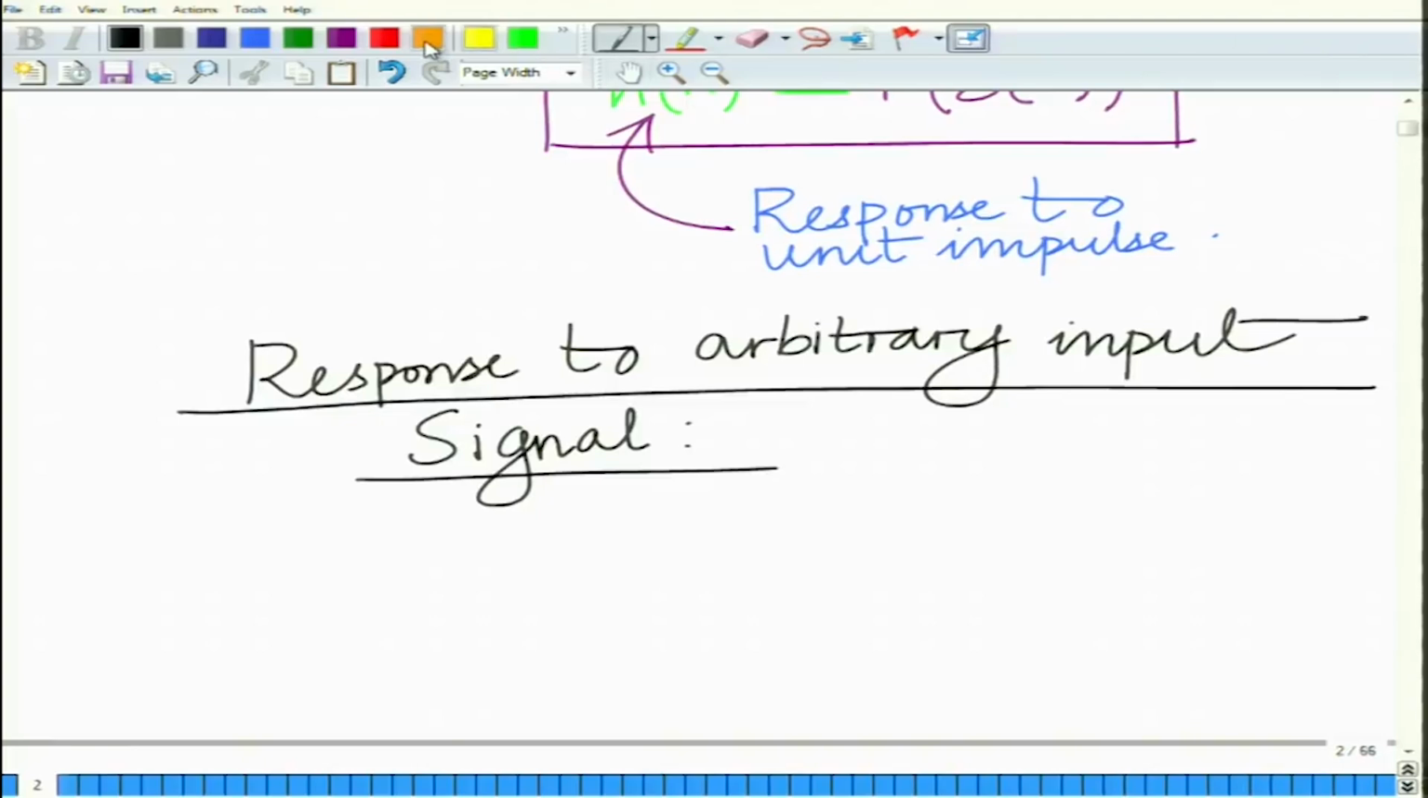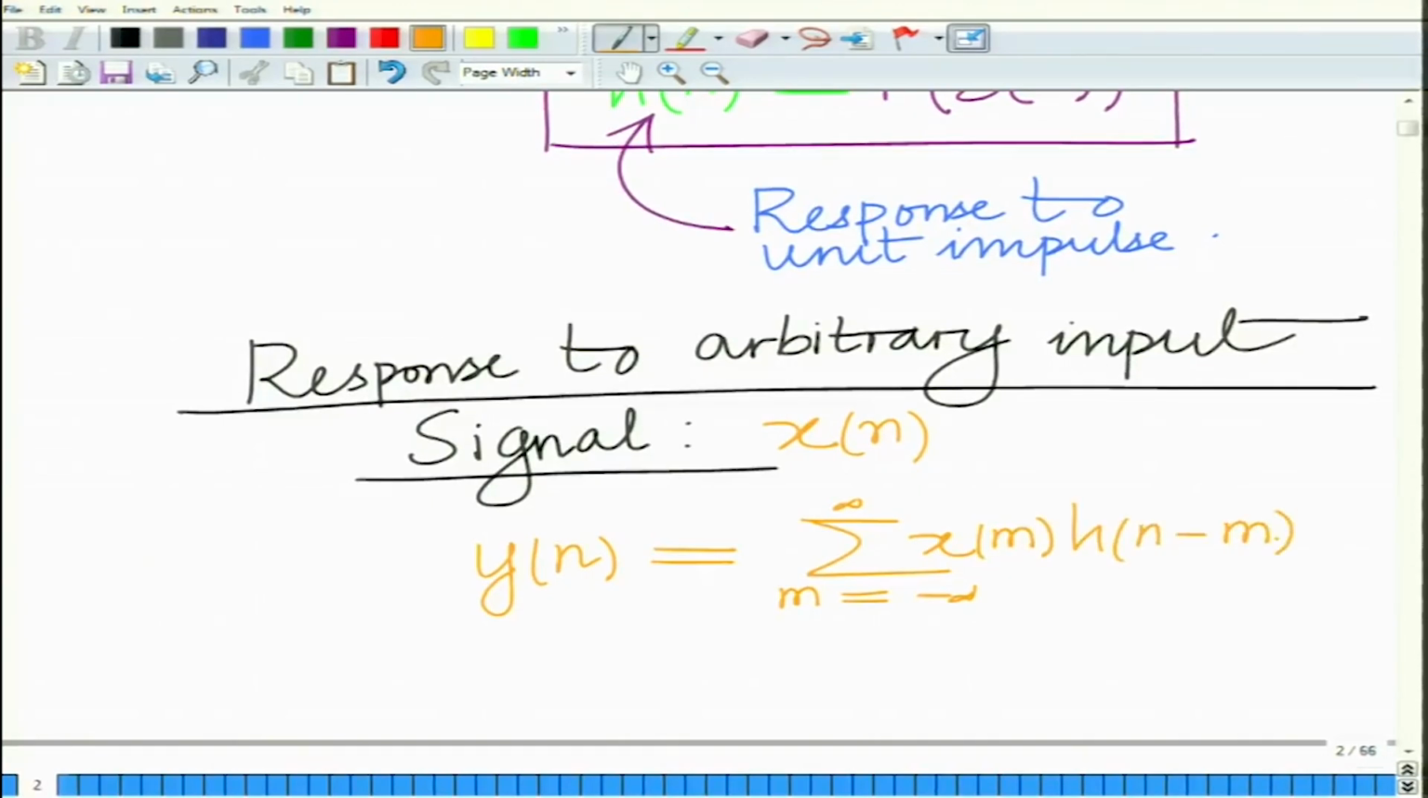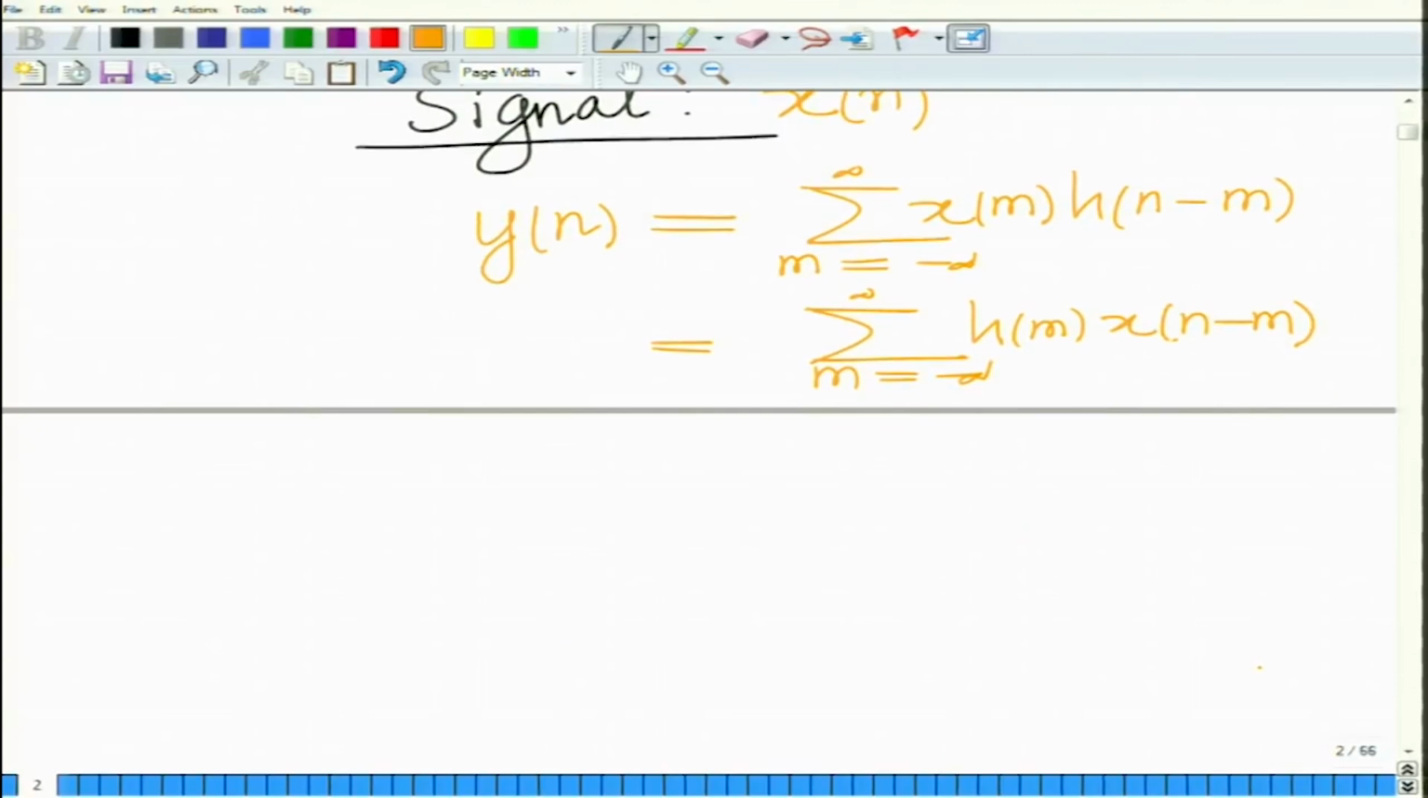The response to an arbitrary input signal x of n is y of n equals summation m equal to minus infinity to infinity x of m times h of n minus m, which is equal to summation m equals minus infinity to infinity h of m times x of n minus m. And this of course is known as the convolution sum.